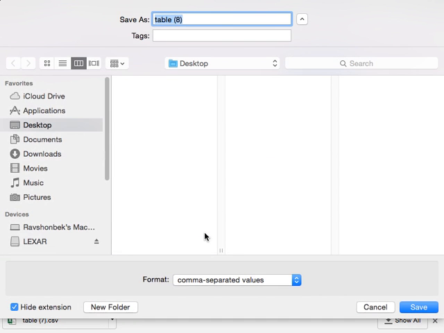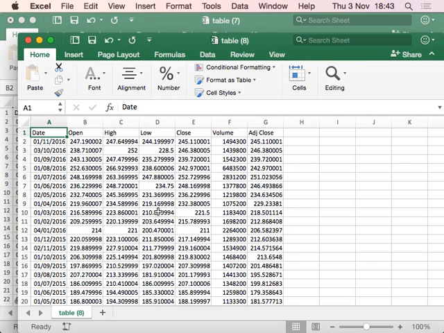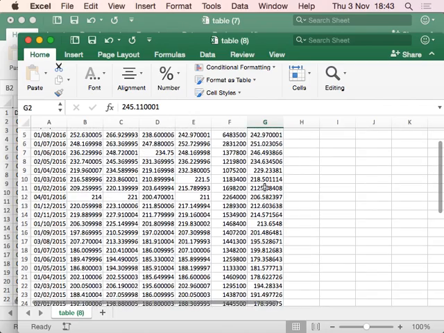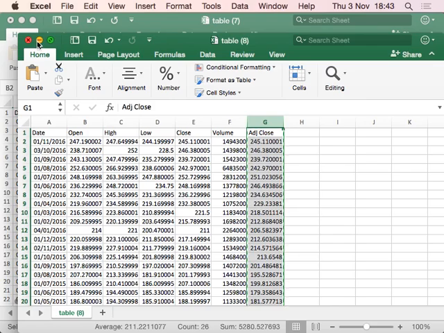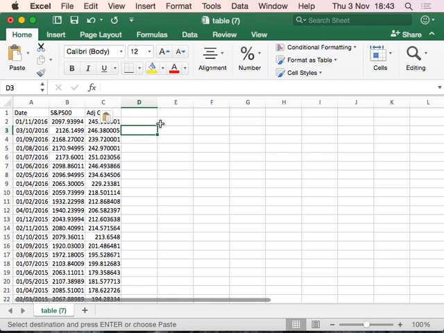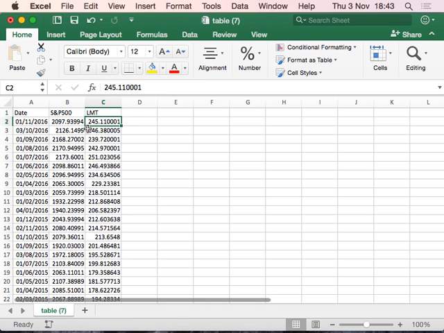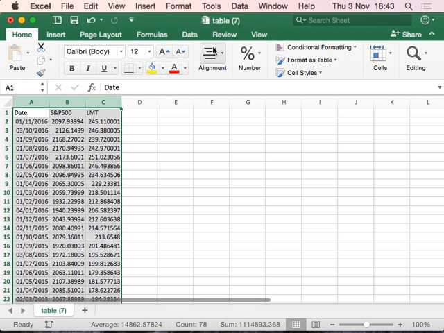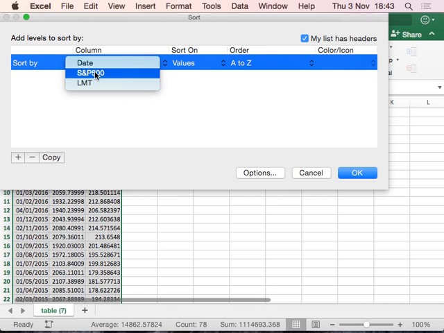Okay, let's download it. Right. Yes, we have adjusted close for this period. So I'll just copy this part. Paste here. Right. Now I have S&P. I have adjusted close for this one, LMT. Let's sort it upside down by date.